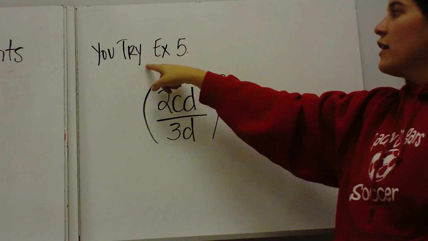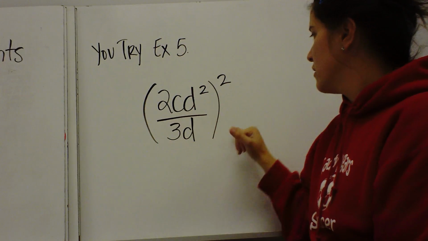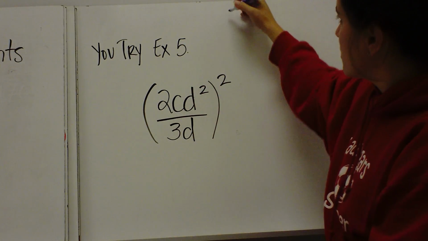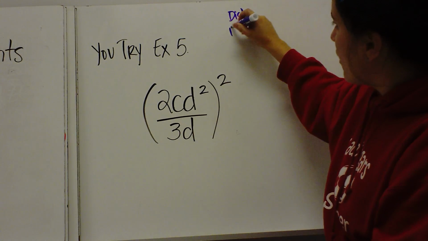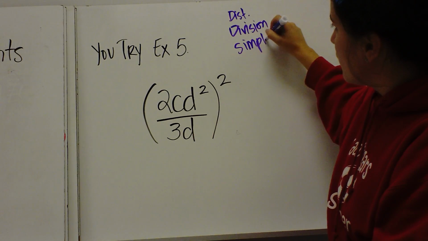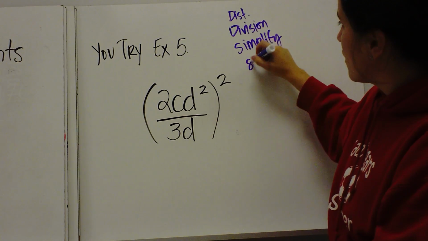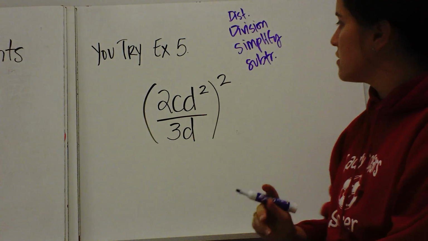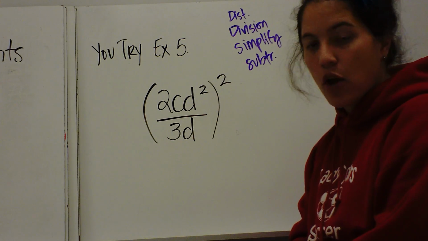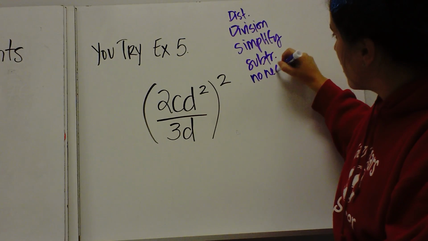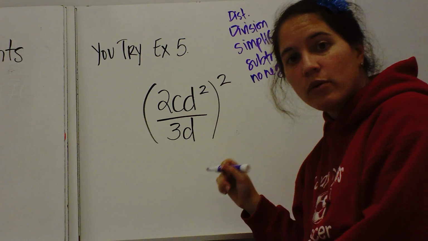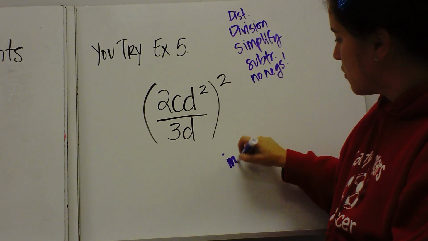All right. So the very last one, example 5, is a you try. I want you to try this. Remember to distribute, and then you're going to use your division. Remember, you have to simplify fractions. You subtract exponents, and you can't have any negatives. No negatives. So you work on this one, and we will go over the answer in class tomorrow.